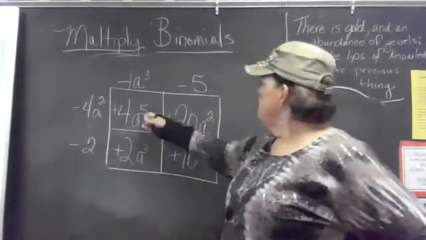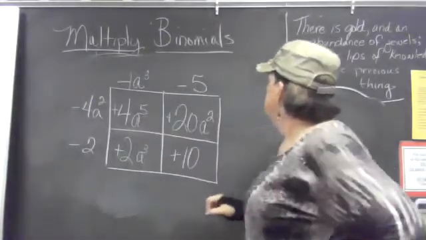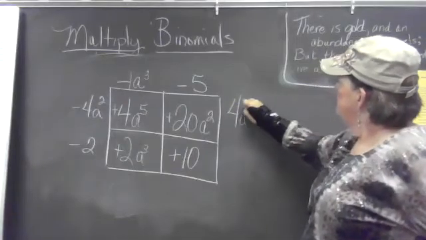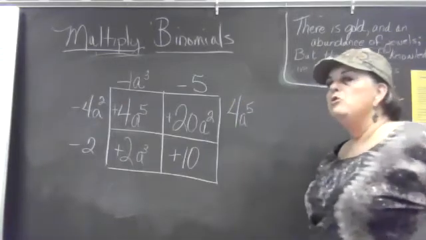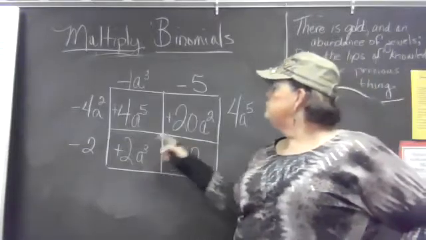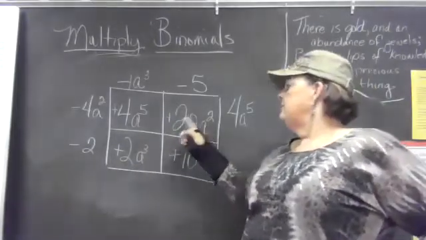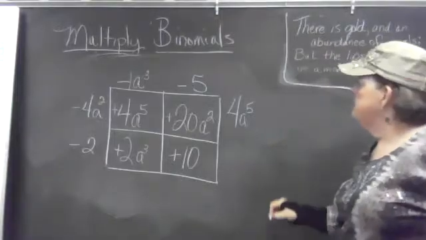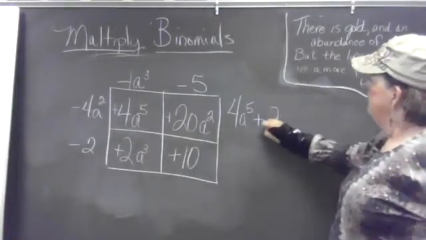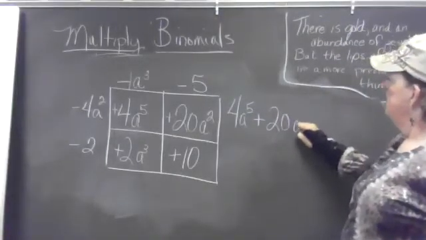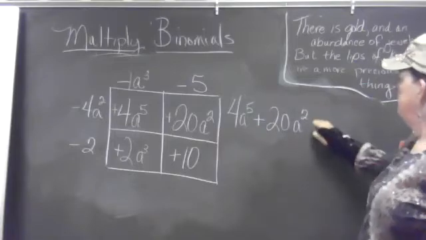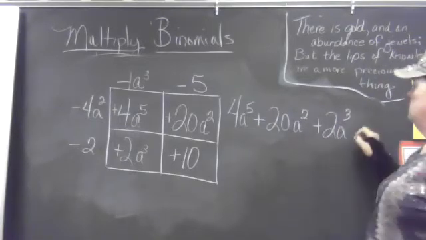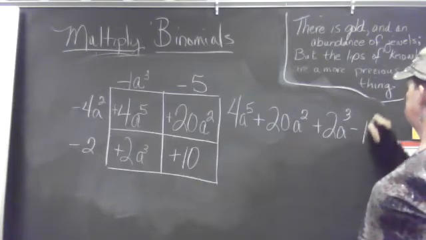And then you usually start here. So I have 4a to the 5th. Now I told you that most of the time common terms are going to be here, so you look at it, but in this case, not common terms. So you have to write them all separately. Plus 20a squared plus 2a cubed minus 10.